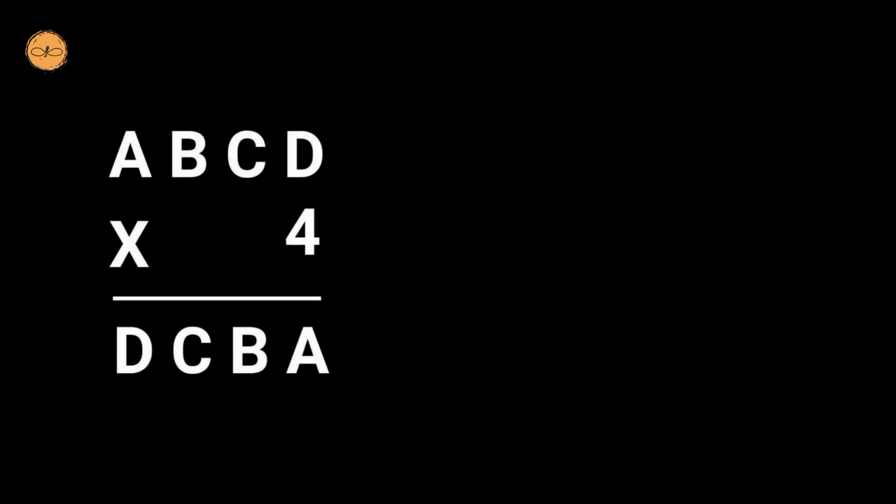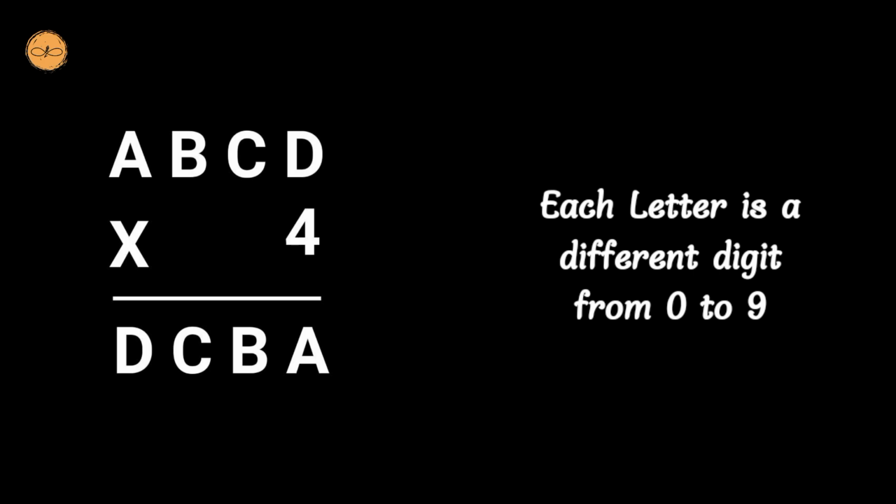Here's a fun little puzzle. ABCD multiplied by 4 is equal to DCBA. Each letter is a different digit from 0 to 9 and you have to solve for the value of each letter. Pause the video if you'd like to give this problem a try, and when you're ready keep watching to learn how to solve this problem.